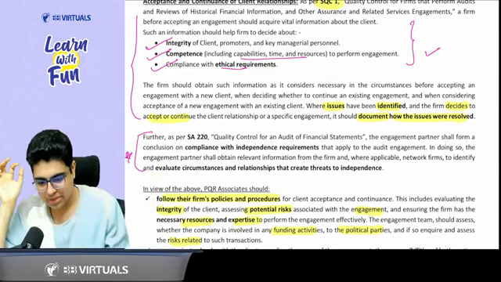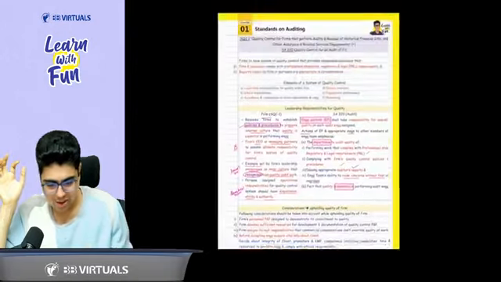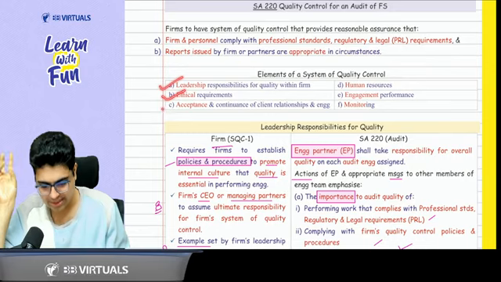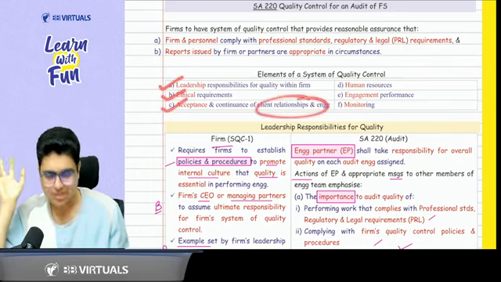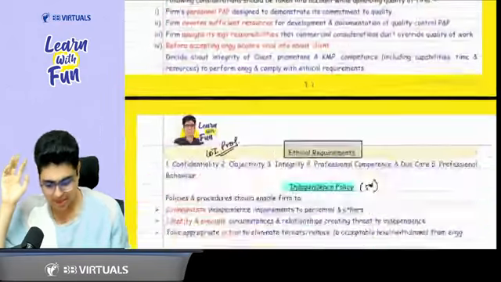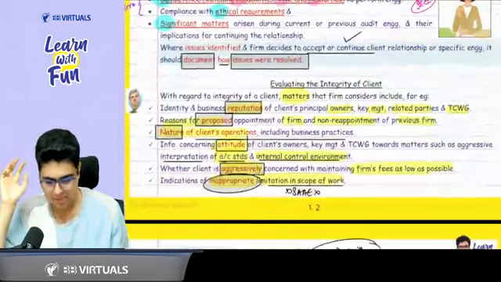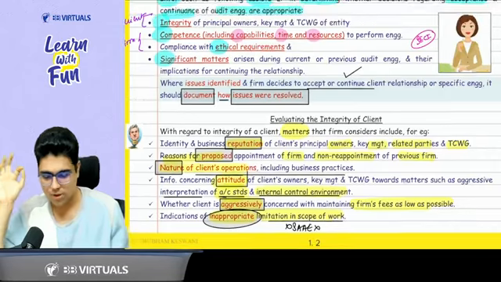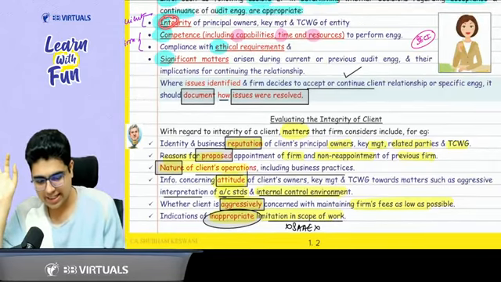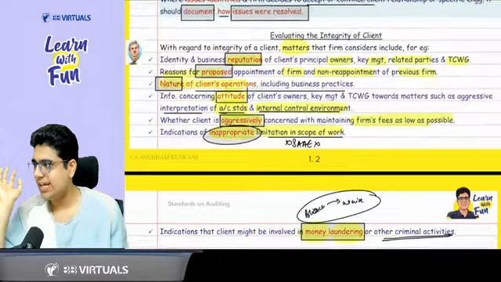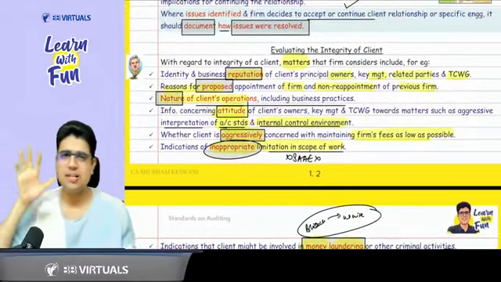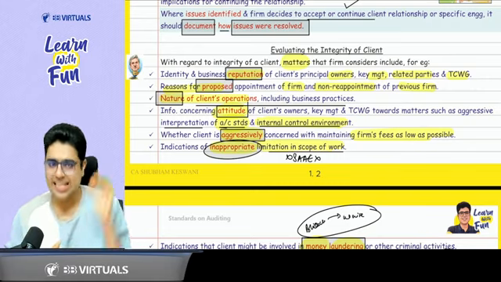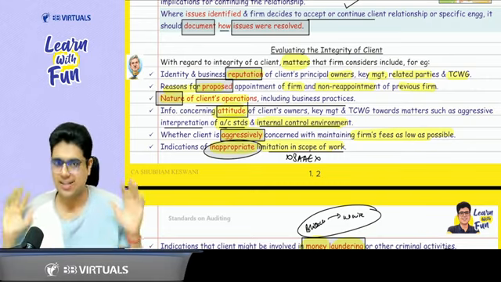Now come with me. Now I think we are done with the 3 elements: leadership responsibility, ethical requirement, acceptance and continuance of client relationships and engagement. Now in acceptance and continuance, there are further elements which are further described, that is integrity. I told you, in acceptance and continuance we see the integrity of the client. So in integrity, further factors are given. Please understand them quickly. I just need 2 minutes of your attention. Each point let's understand and then we will learn it.